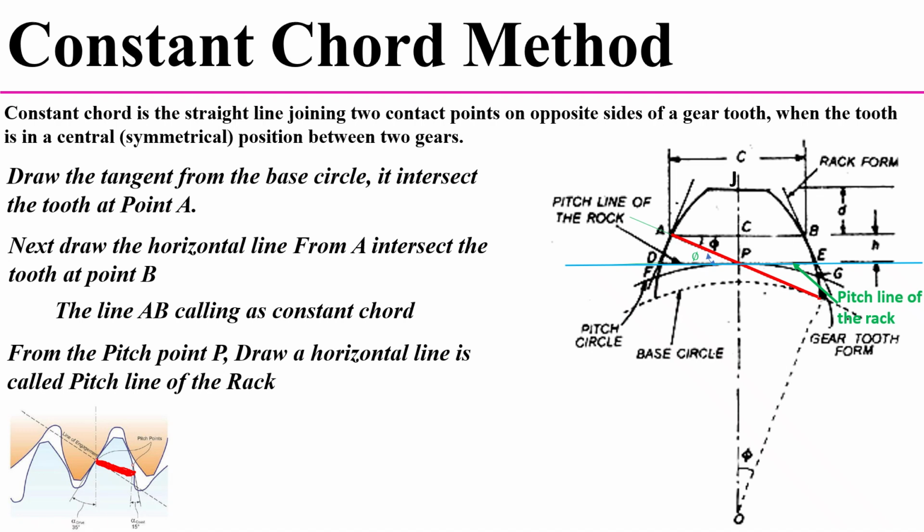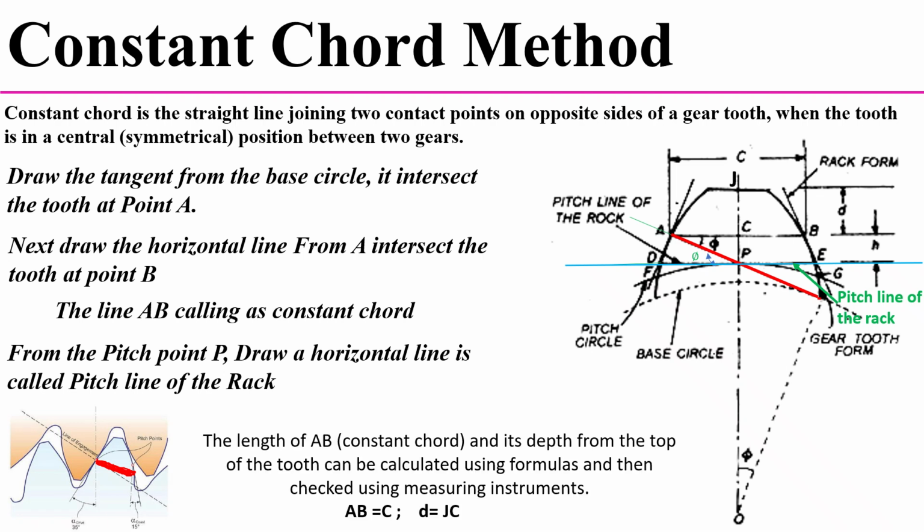From the pitch point, capital P, draw a horizontal line, which is called the pitch line of the rack. This is the pitch point, indicated by capital P. From this point we draw a horizontal line, and this line is the pitch line of the rack.